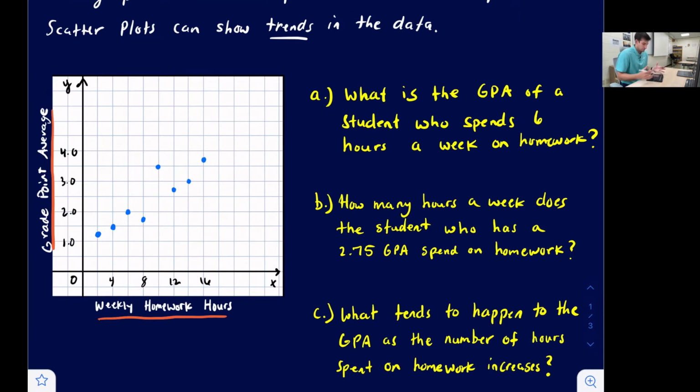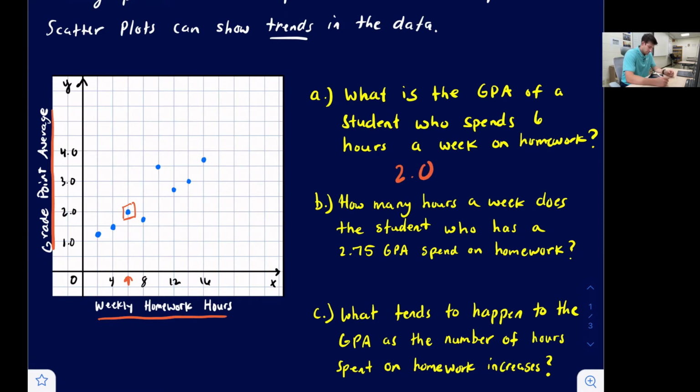So let's look at our three questions because we can interpret some things based on the coordinates of these points. Question A says, what is the GPA of a student who spends 6 hours a week on homework? So we know 6 hours a week on homework would be right here because that's between 4 and 8. And so now we just want to go up to this point. And what is the y value of that point? It is 2. So that means the GPA of this student would be a 2.0.